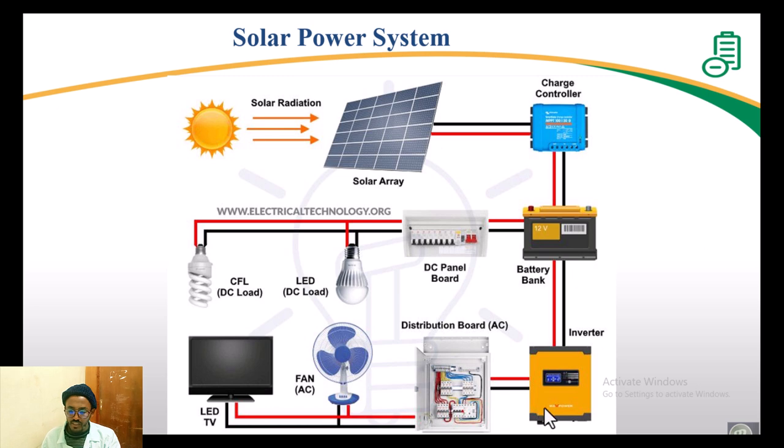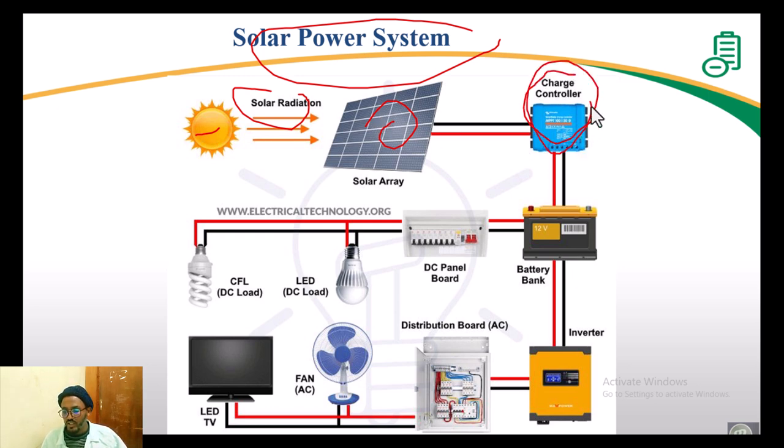Okay, so here let's see. After this, let's look at the solar panel or solar power system. What does it look like? Here we have the solar radiation, which is the sun, and then the solar panel. After the solar panel we have the charge controller. This is for the battery pack, so with the charge controller there's a battery bank here.